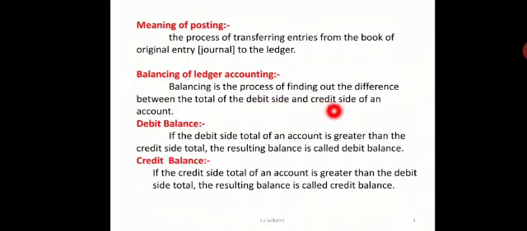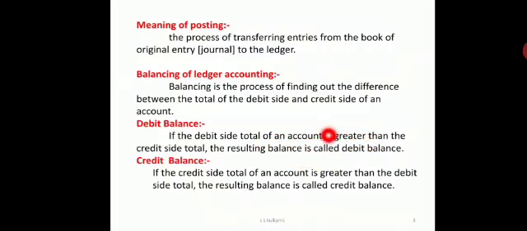That difference, finding the difference between my credit side and debit side, is called balancing of ledger accounts. Now if my debit side total is more, for example if my debit side total is 1000 and credit side total is 800, there is a difference of 200. That shows 200 is short on the credit side. So I have to write the difference on the credit side showing this amount is short, and the total of debit and credit should be equal to 1000.